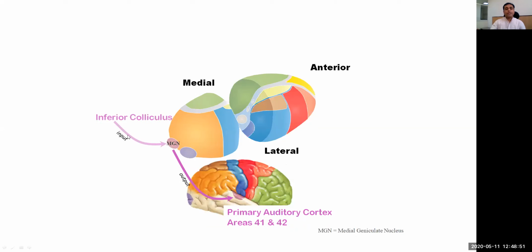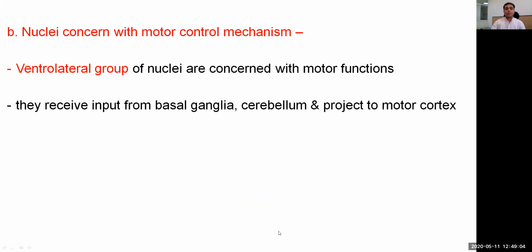Then from the inferior colliculus, input is going to the medial geniculate body, that is auditory input, and the output is relaying to the primary auditory cortex, that is area 41 and 42.